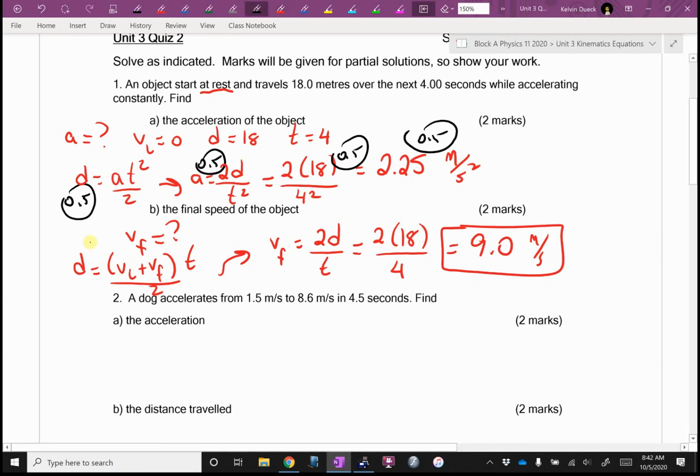Same as before, half mark, half mark, half mark for the numbers, half mark for the answer.